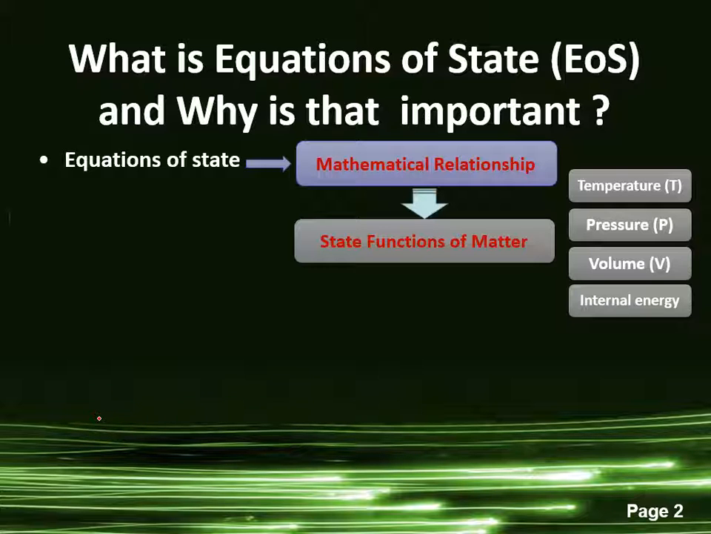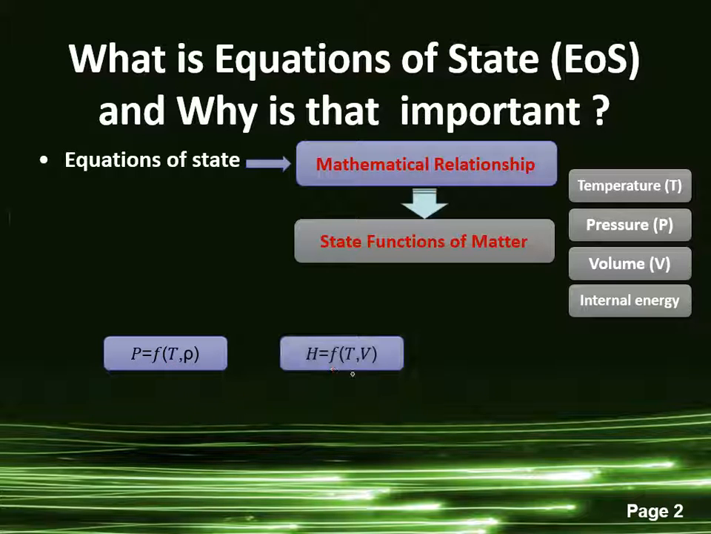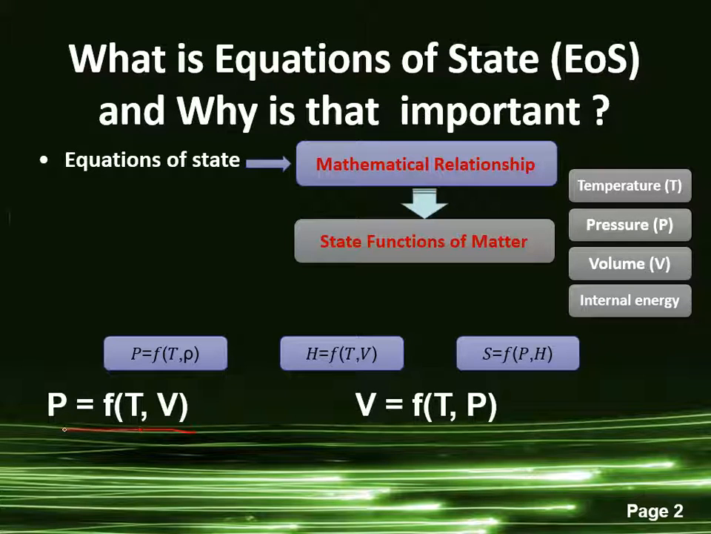In principle, you can do this with anything. For example, you can relate pressure with temperature and density, enthalpy with temperature and volume, or entropy with pressure and enthalpy. The most common combination is either pressure as a function of temperature and volume, or alternatively volume as a function of temperature and pressure.